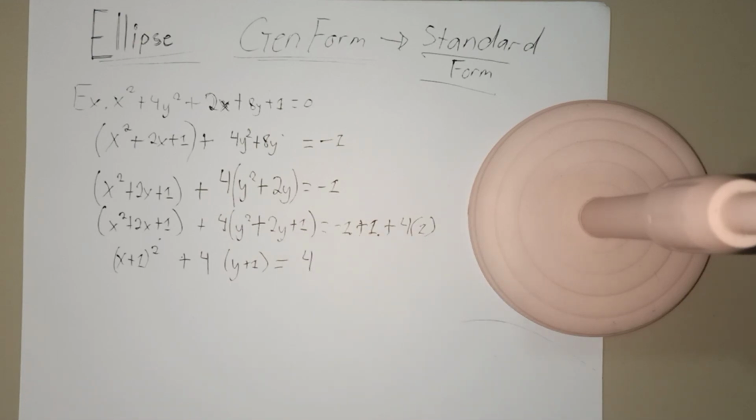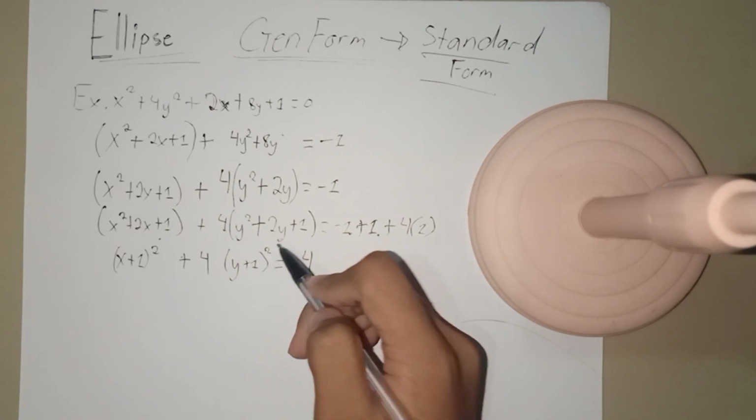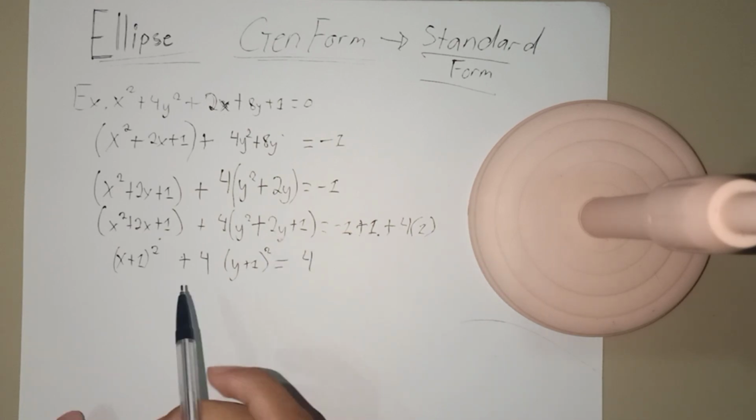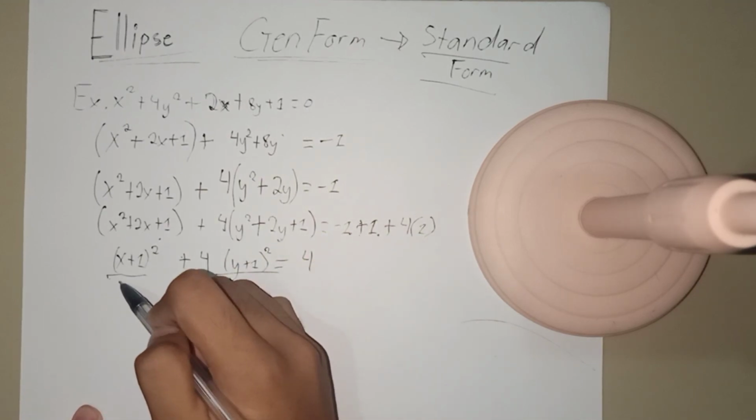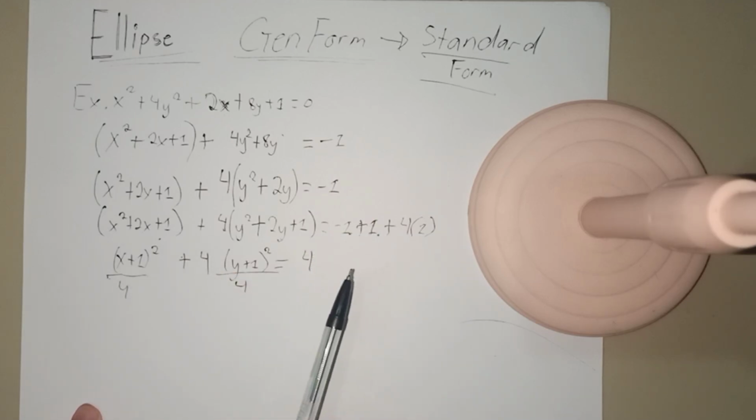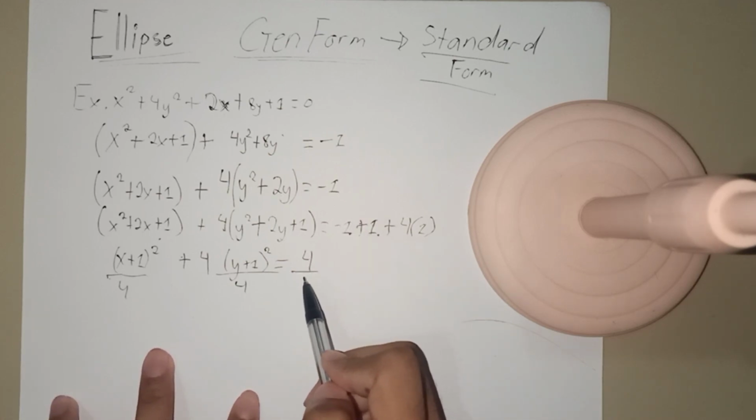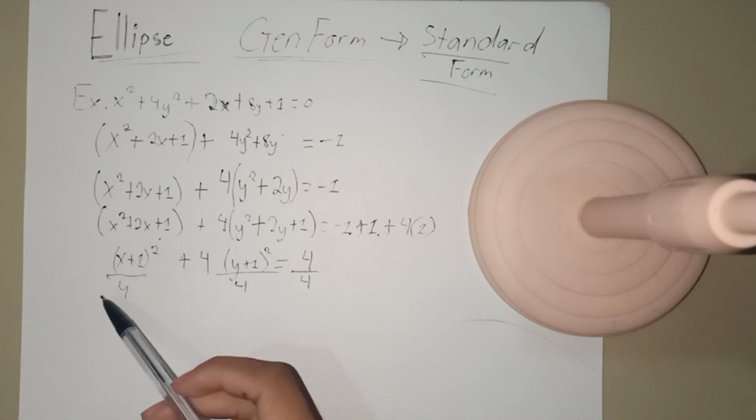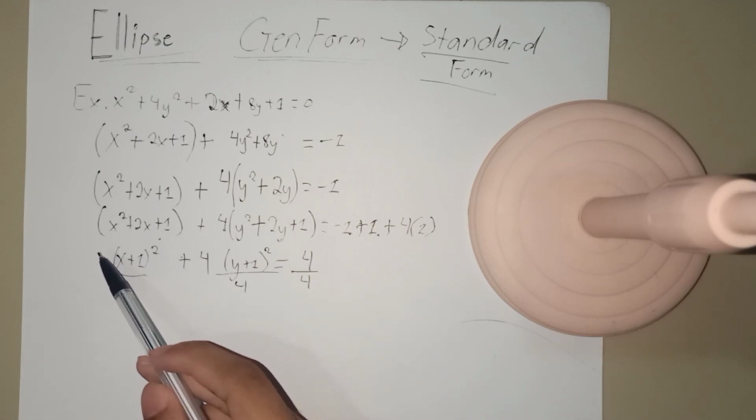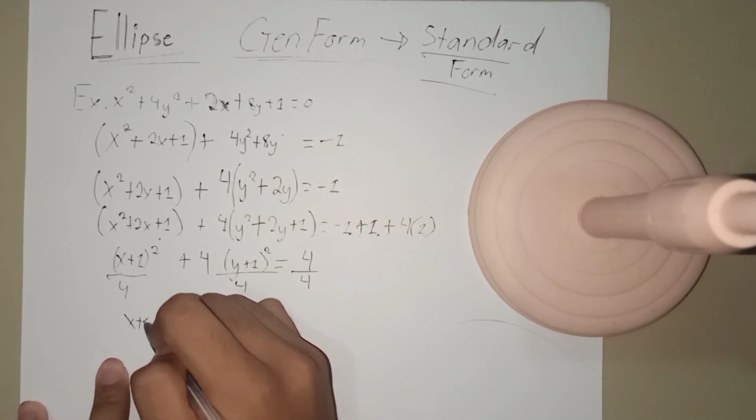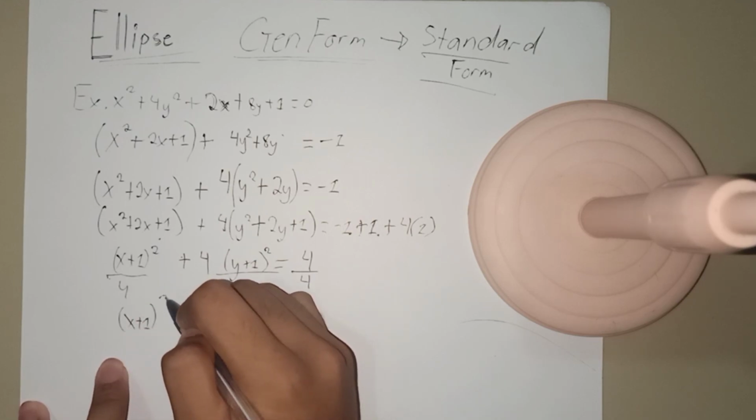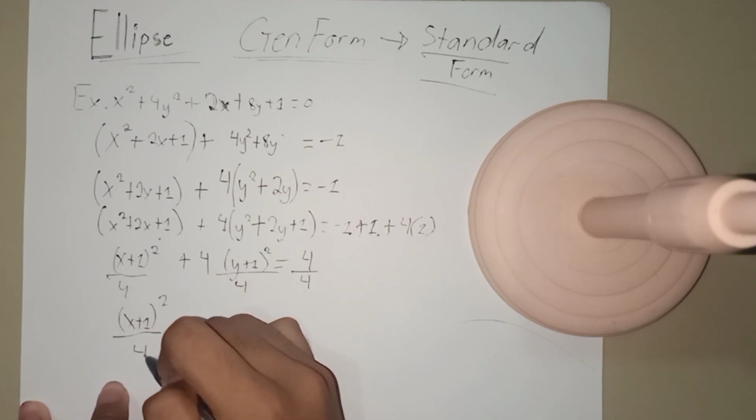Now that we have the square of binomial, let's divide both sides by 4 because we want this to be 1. So let's divide this by 4. (x plus 1) squared divided by 4. Because there are no other terms in here, it will still remain the same. So let's write it down.